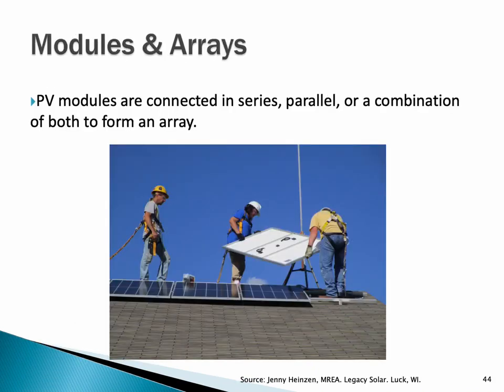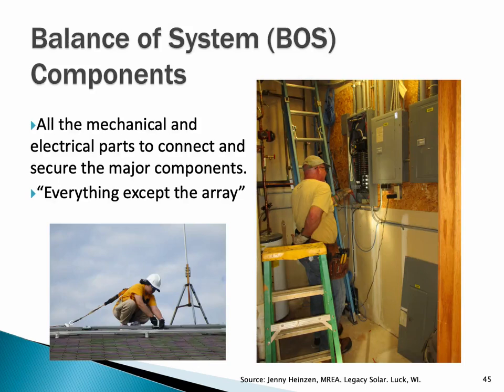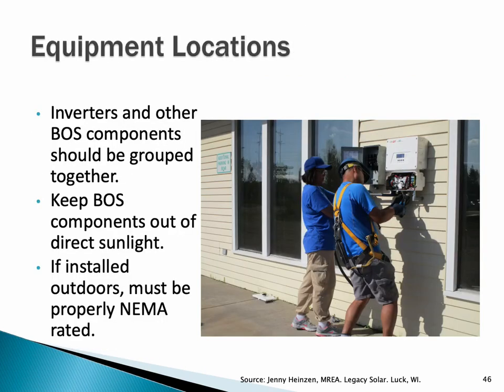Here's an installation going on. We have two distinct regions. We have the array, then we have the balance of systems. Balance of systems is everything but the array. That would include disconnects, inverters, breakers, service panel, AC disconnect, lightning protection, all that stuff. The BOS could be located in the house or it could be located outside the house.